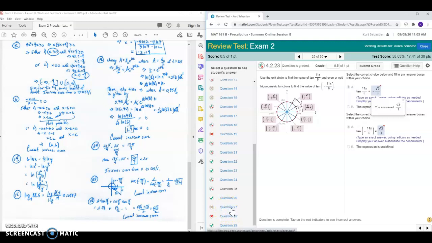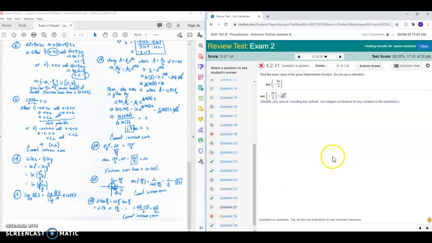27 there was no answer for, so let's talk about that real quick. Secant of minus 9 pi over 4. You have to know where minus 9 pi over 4 is. That's a negative angle, so we start at the positive x-axis. If we go around all the way once, that's 2 pi, which would be minus 8 pi over 4. So you go another 1 pi over 4, keep going, to get to minus 9 pi over 4.